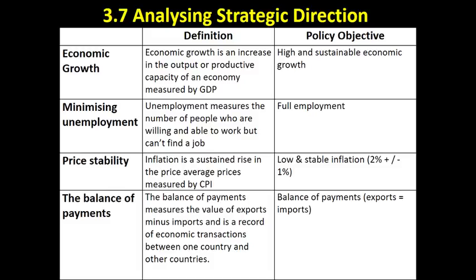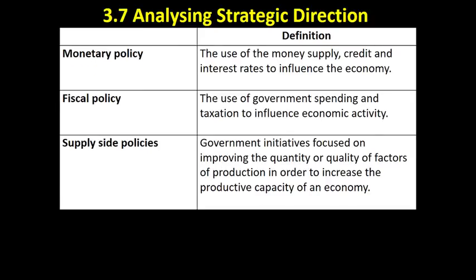The final objective that the government has is to have a balance on the balance of payments, where the money leaving the economy for imports is balanced out by the amount of money coming in from exports. The balance of payments measures the value of exports minus the value of imports from one country to another, and they're the main 4 government objectives in relation to the economy. Quite a lot of information on this in this little presentation.